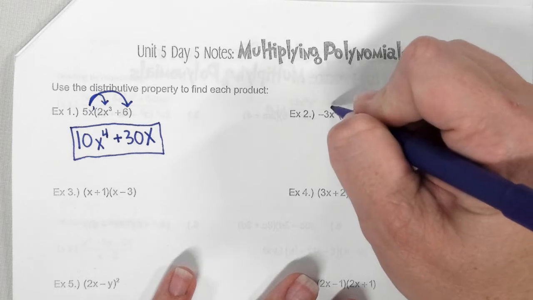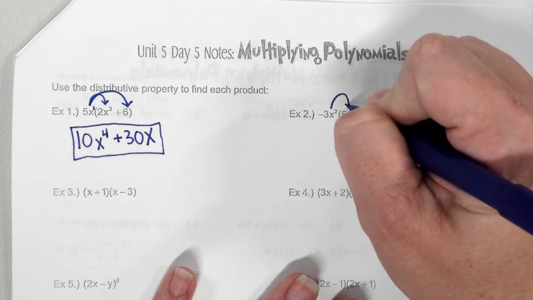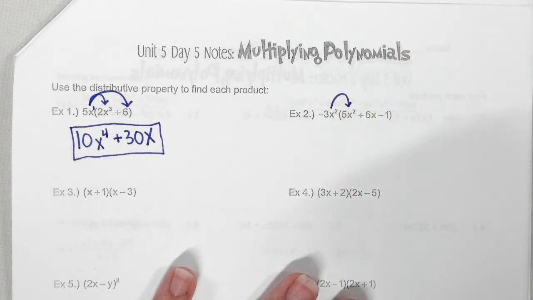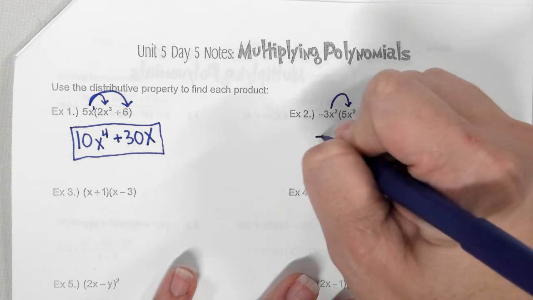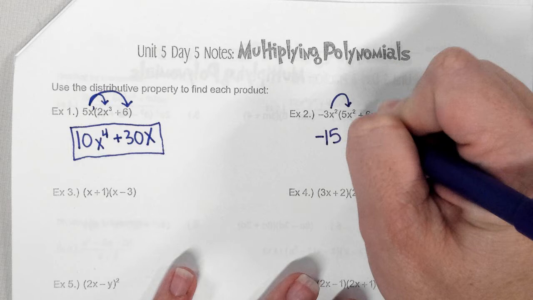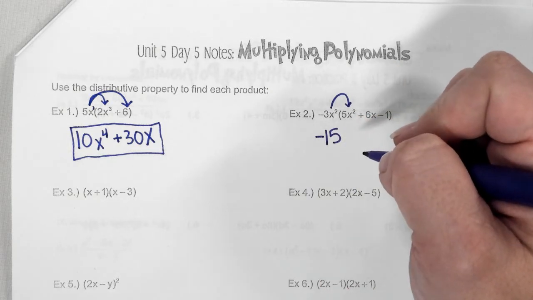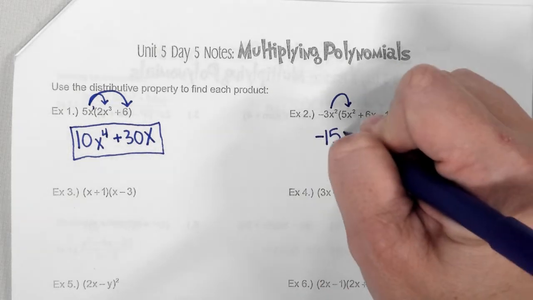Okay, so when I do this one, I have negative 3x squared times 5x squared. Well, what's negative 3 times 5? Negative 15. And then x squared times x squared. X to the fourth power.